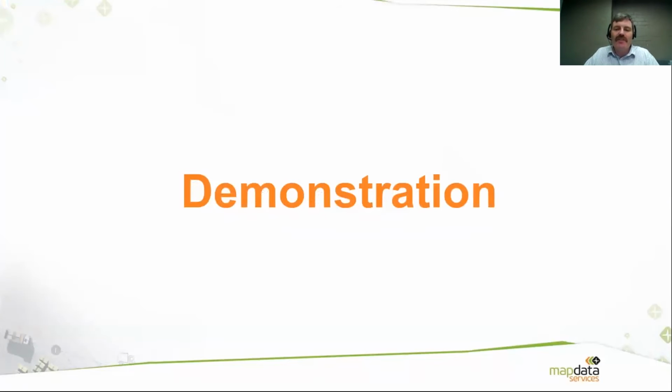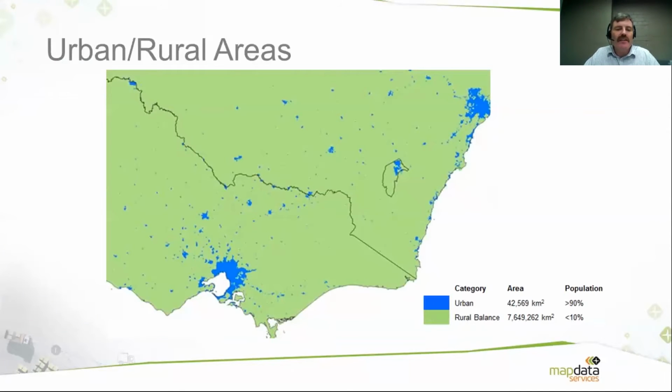Let's jump back to the demonstration. Now, it's important to know that the Geoscape dataset will contain differences in the capture of urban areas versus rural areas. Here's an example of urban versus rural capture areas. You see most significant towns will be captured as an urban area, shown in blue. It's estimated that 90% of the population will be covered by these urban areas.